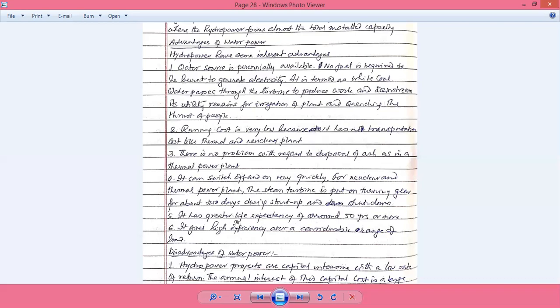And it has greater life expectancy. It has around 50 years of life, whereas a thermal power plant mostly has 30 years of life itself. And it gives high efficiency over a considerable range of load.